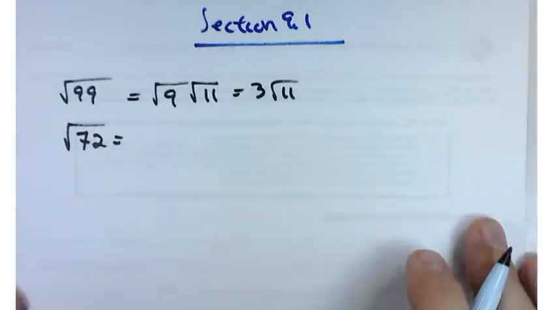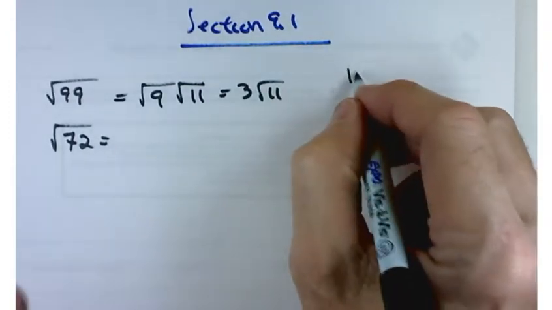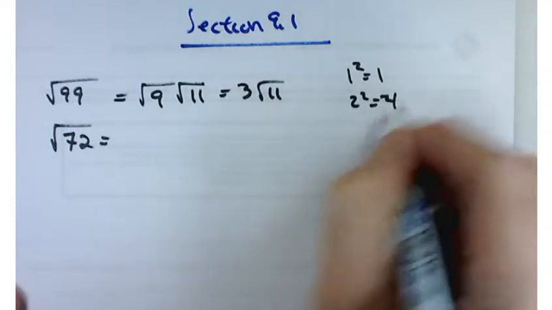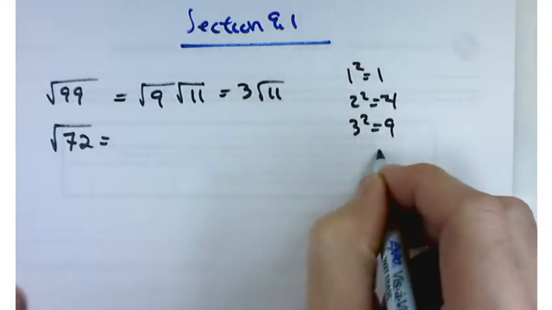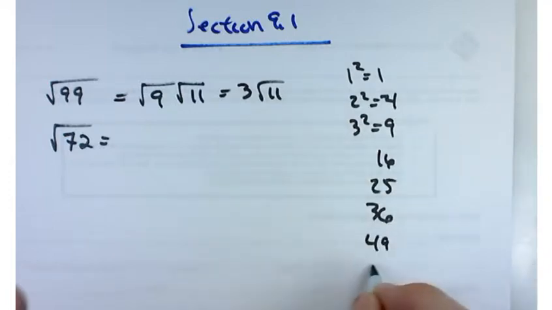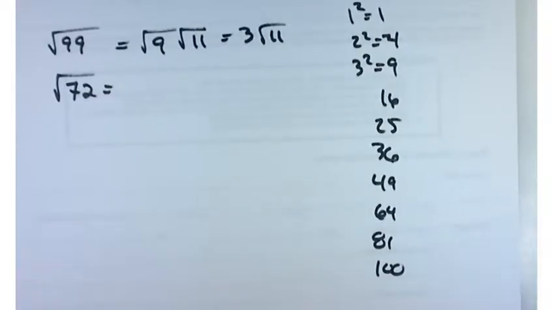Now, we're going to play the same game with 72. And for the benefit of my viewing audience here, let's do this. 1 squared, 2 squared, 4, 3 squared, 16, 25, 36, 49, 64, 81, and 100. So basically listing out all the perfect squares.